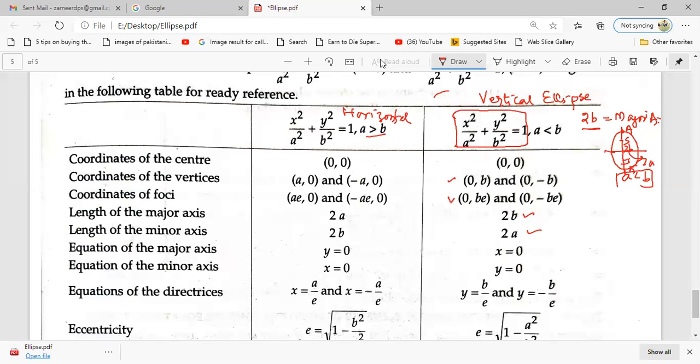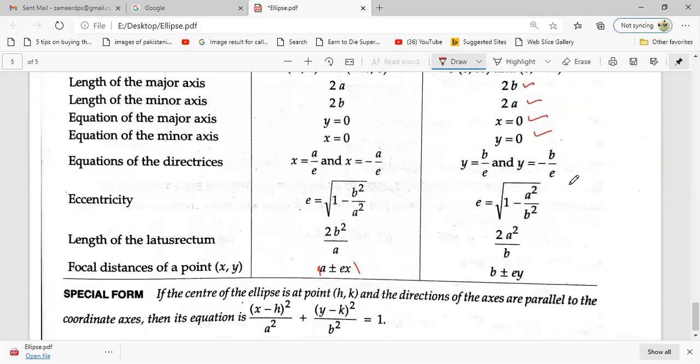Equation of the major axis: x is equal to 0, and for the minor axis, y is equal to 0. Equation of directrix will be y is equal to plus minus b upon e, and the relation will be reversed. Eccentricity is equal to under root 1 minus a square upon b square, and latus rectum is 2a square upon b. So just remember these formulas.